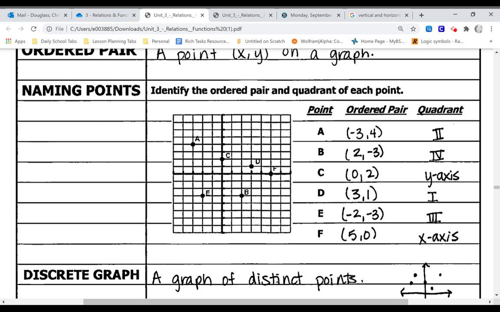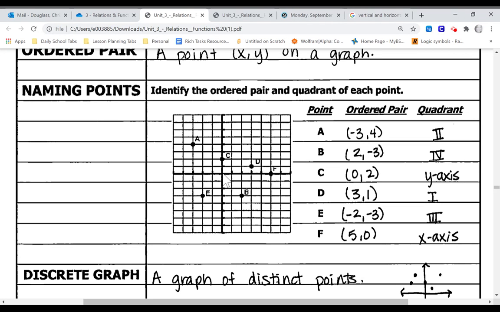Pause the video and see if you can find the other ordered pairs. Then resume the video to see if you're correct. Let's go over the remaining points. Again, always start at the origin. For point B, we'll move to the right 2 and down 3. That's the coordinates (2, -3). Up and right are positive directions. Left and down are negative directions.